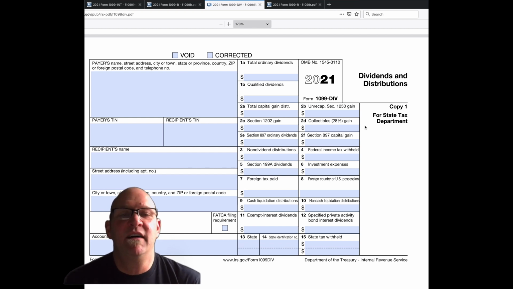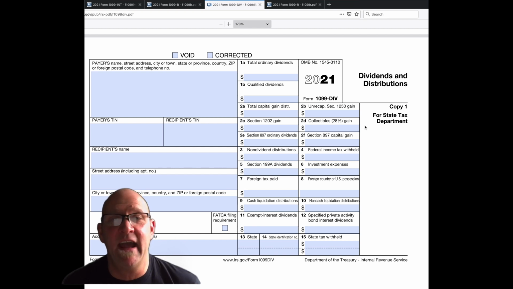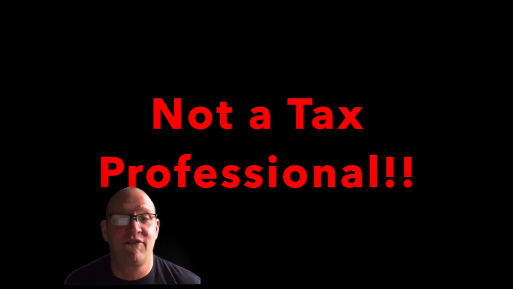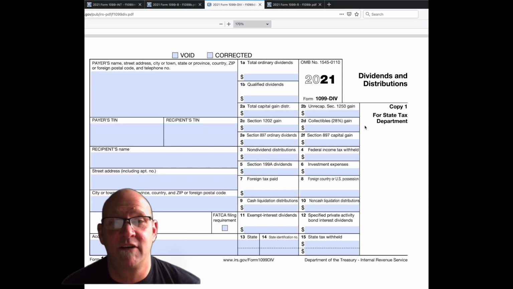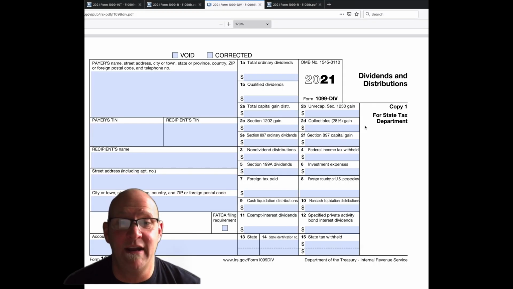If you had certain distributions or dividends paid for other types of investments, and I want to preface this by saying, A, I'm not a tax person. I'm not a CPA. Please, if you have a question about how to do this, talk to a tax professional, get the right answer. But these are forms that I've dealt with in the past, and I know for the most part, as long as you don't have any really strange types of investments, it's pretty self-explanatory.